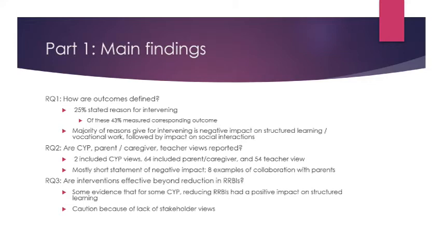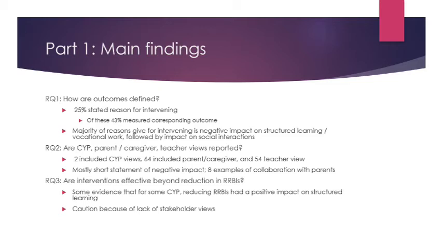So these were my main findings. With question 1, only 25% of studies stated a reason for intervening, and of those, only 43 measured a corresponding outcome. So it's quite low, really. The majority of the reasons given was a negative impact on structured learning or vocational work, and the next most frequent reason was an impact on social interactions. In terms of views, only 2 studies included children and young people's views, which was really low. 64 included parent caregiver views and 54 teacher views.